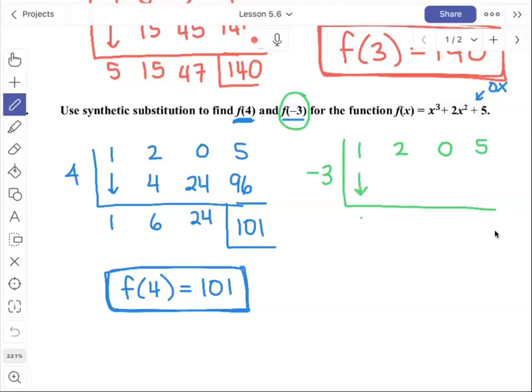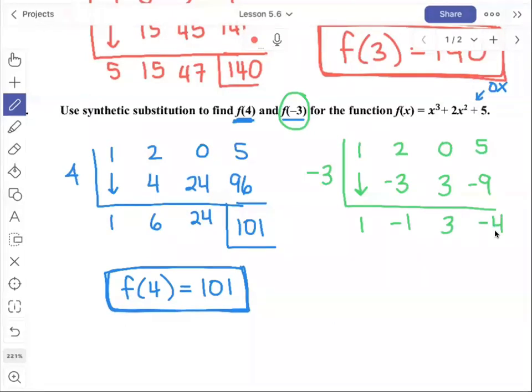Perfect. So 1. And then -3 times 1 is -3. Perfect. And that is -1. Great. And -3 times -1 is 3. So 0 and 3. So just 3. And then 3 times -3 is -9. You got it. So it'd be -4.